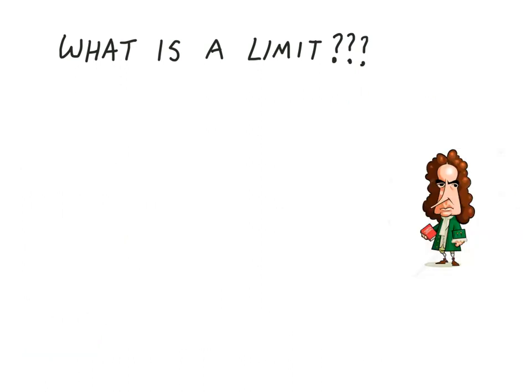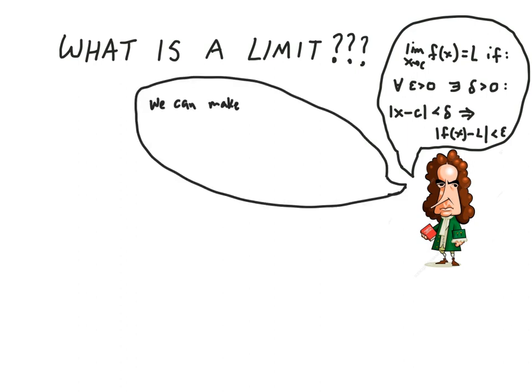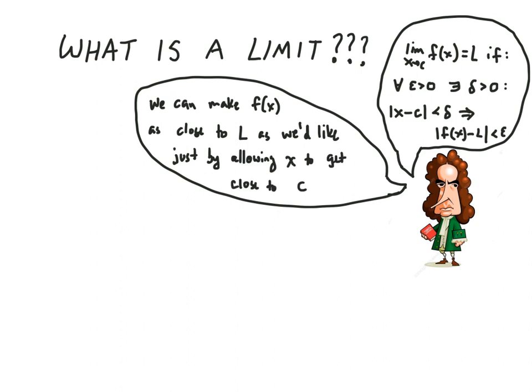So let's go back to the definition of a limit that we saw in the beginning of the video, where the limit as x goes to c of f of x was equal to L if for every epsilon greater than 0, there was a delta also greater than 0, such that if the absolute value of x minus c was less than delta, it implied that the absolute value of f of x minus L was less than epsilon. To translate, this says that we can make the function as close to L as we'd like just by allowing x to get sufficiently close to c. Let's see this with an example.